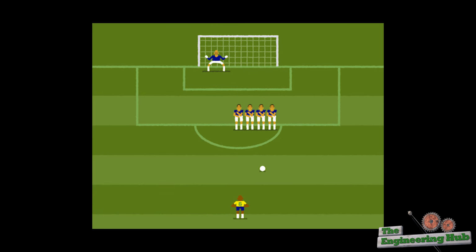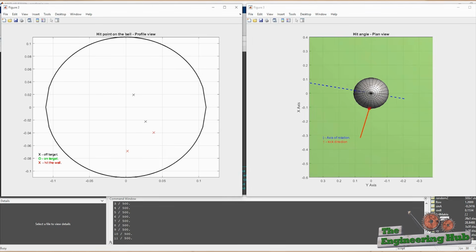We know that the ball velocity is measured at around 137 km per hour, and the exit angle is at around 13 degrees. We need to determine the contact point and the vertical angle to have a complete model. To do that, I made a Monte Carlo simulation that simulates 500 shots with the ball being hit at 500 random points. The black points show shots that miss the target, the red shots hit the wall, and the green shots are on target.